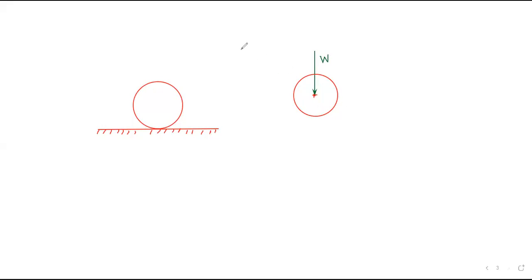Now the next thing is that you can see this is the surface, and on this surface, this sphere is resting. So whatever the weight of the sphere, it is acting vertically downward. Due to the weight of the sphere, you will get a reaction from the floor, to maintain the equilibrium. Otherwise, what will happen?